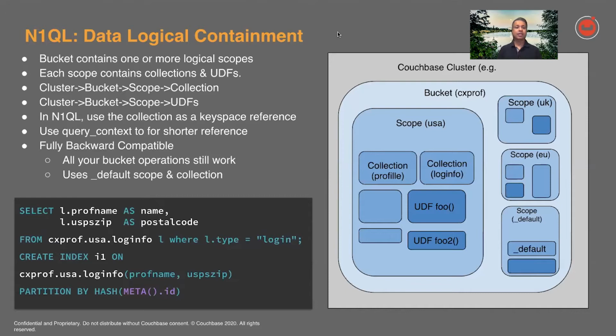A cluster contains many buckets. A bucket contains many scopes. A scope contains many collections and UDFs. In Nickel, use the collection as a key space reference. Previously, you used a bucket as a reference. Now you can use a collection as a reference.